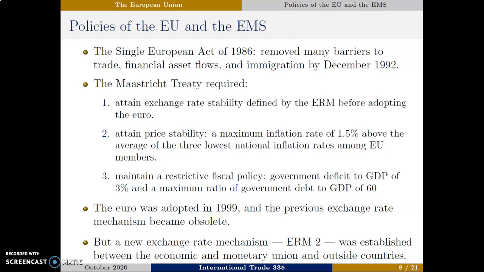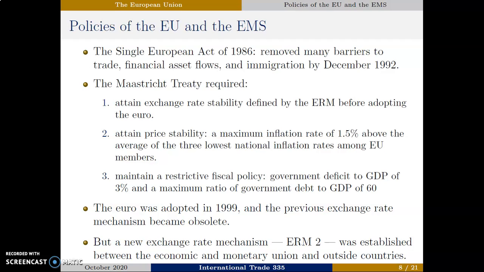The Single European Act of 1986 recommended that barriers to trade, financial asset flows, and immigration be removed by December 1992. This allowed the EU policy to be approved with less than unanimous consent among members. The Maastricht Treaty was proposed in 1999, and it had 3 requirements or provisions that would transform the European market system into an economic and monetary union.